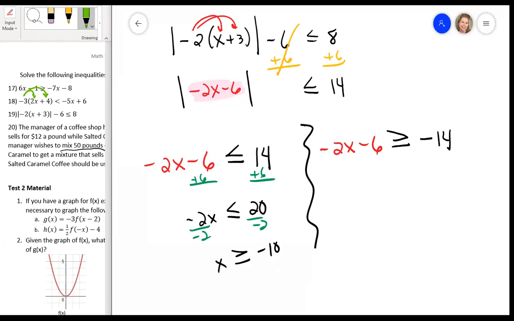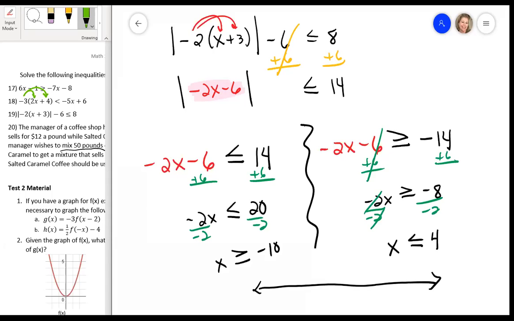And then the other one, I will also start by adding 6. That cancels. I get -2x is greater than or equal to -8. Divide off the -2 so that that cancels. And again, I divided by a negative, so I have to reverse my sign. And -8 divided by -2 is a +4.